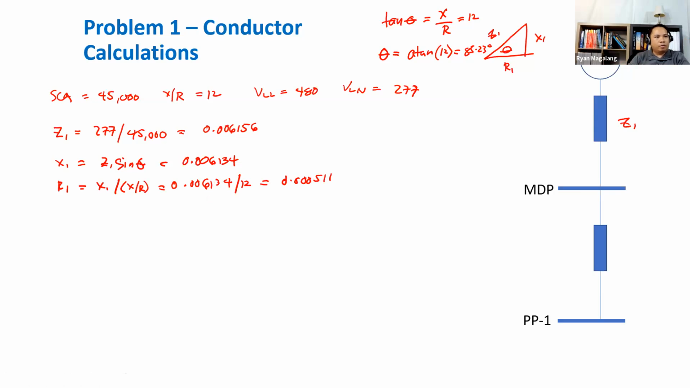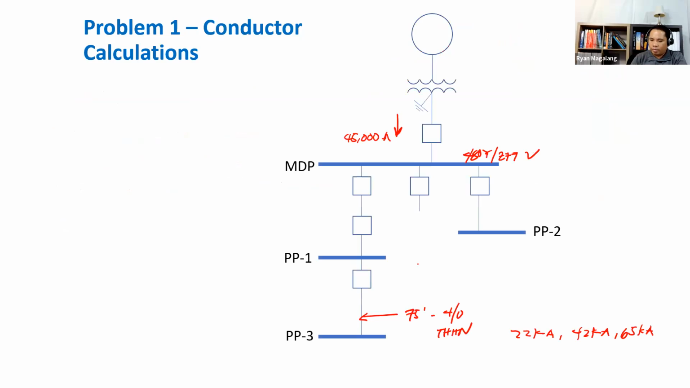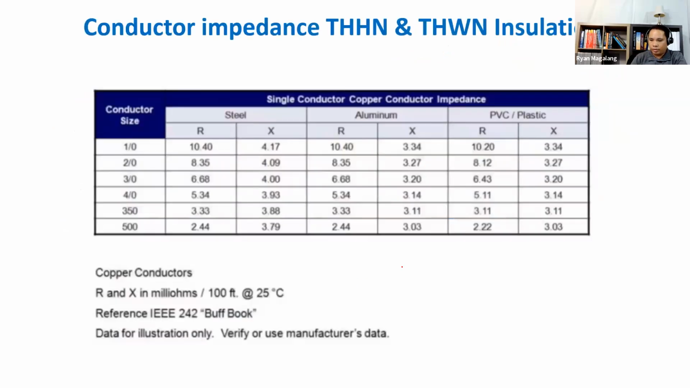So in that same manner, we'll get our conductor impedances. So X of conductor is given here on the table. What did we say? Our impedance, we're using THHN, and we're using 4 aught. So here, here. So that is what we are going to use. And remember, that is in milliohms per 100 feet. So meaning you will have to divide that by 1,000.